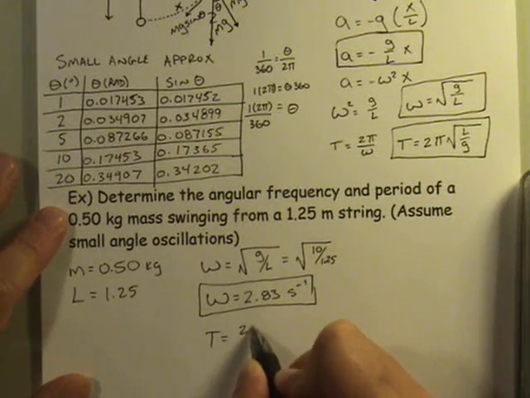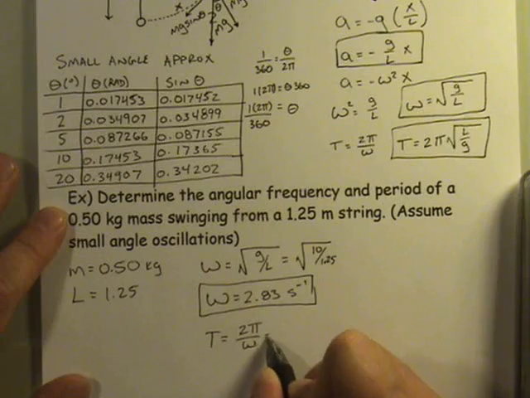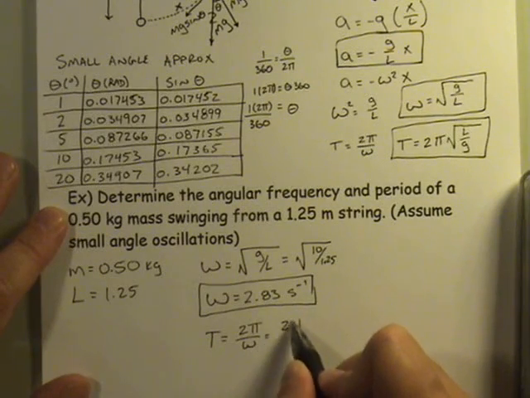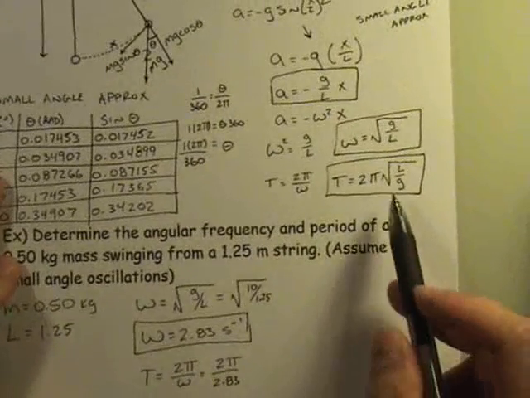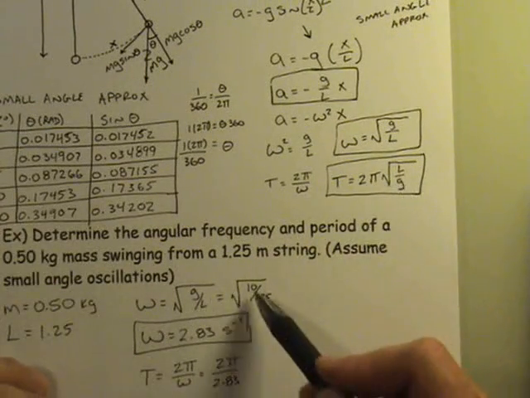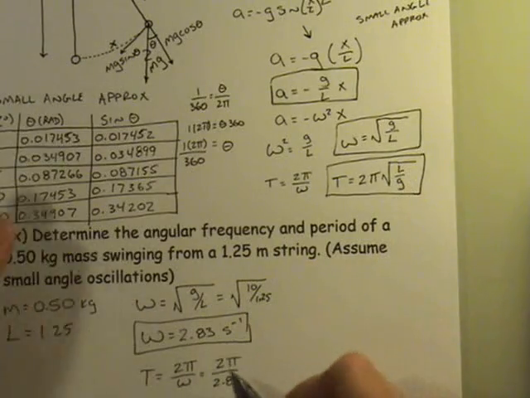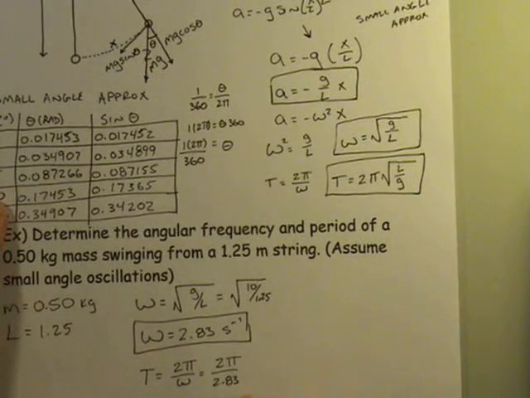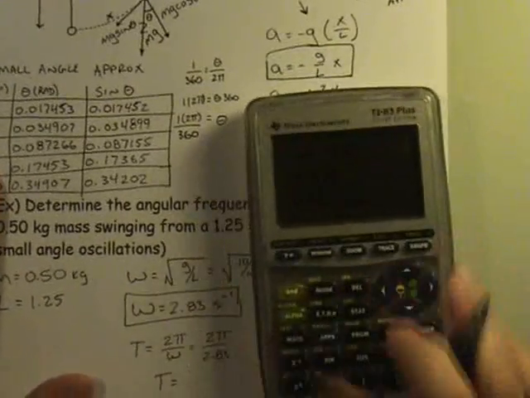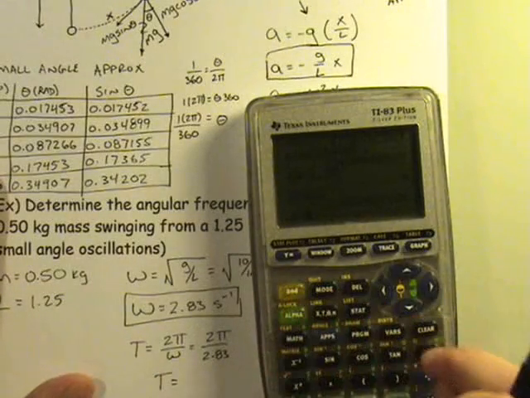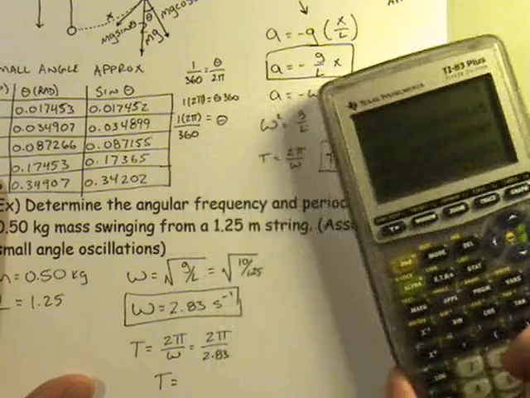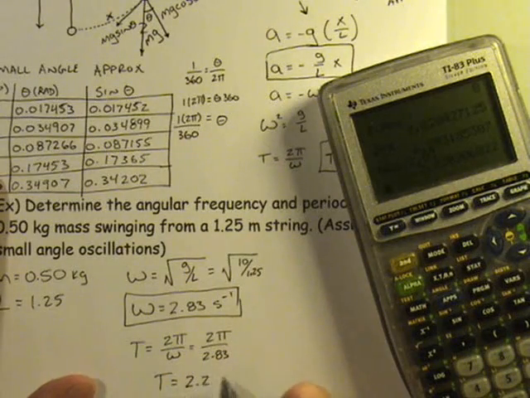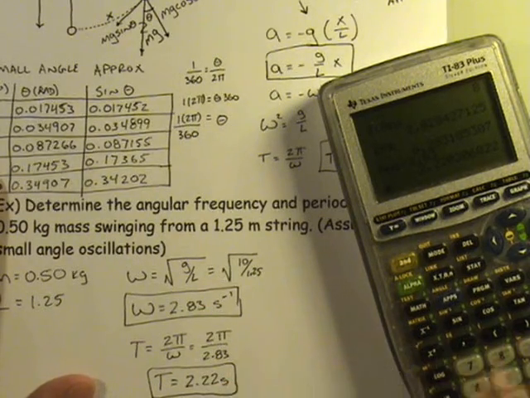Remember, the period is 2 pi over omega. So that means 2 pi divided by 2.83. And we realize you could use this formula. We could go back to L over G. We could plug in the 1.25 over 10, and it'll give us the same answer. So we end up with a period of 2.22 seconds.